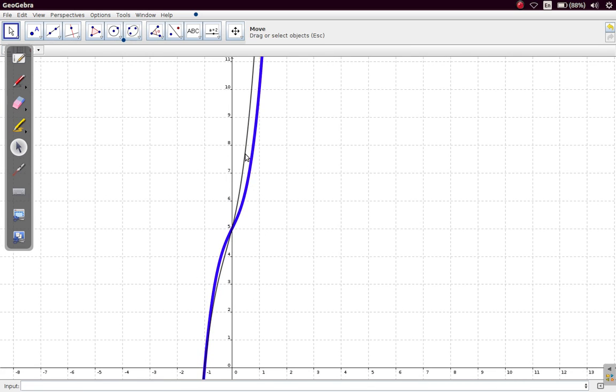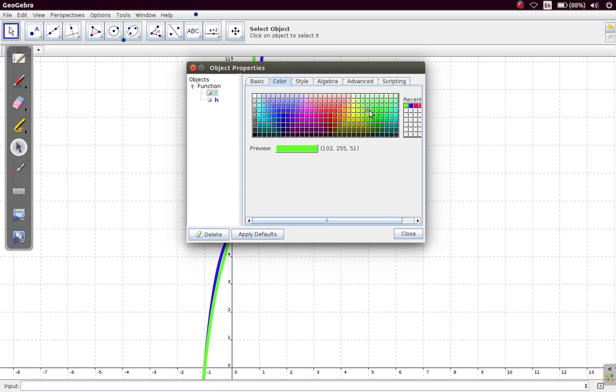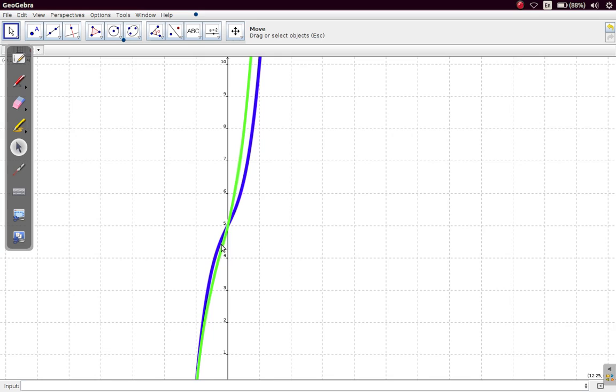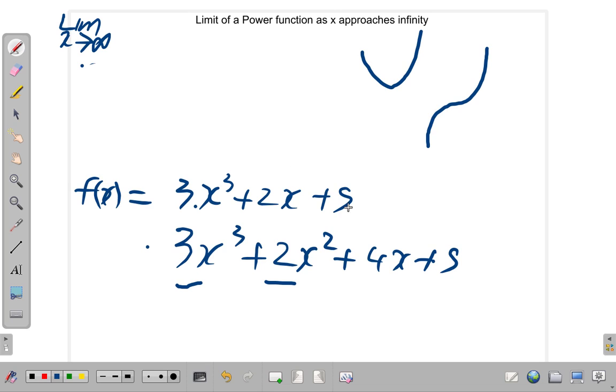Let me make this new graph thick. The curve of the new graph thicker and change the color to some greenish color. Oh, you see, it's the same behavior. It's not behaving like x squared, it's behaving like x cubed. Right? Now the thing is, the highest power of x here is 3x cubed, and it is called the leading term. The whole graph will behave in the same general shape as that of the leading term. Alright?